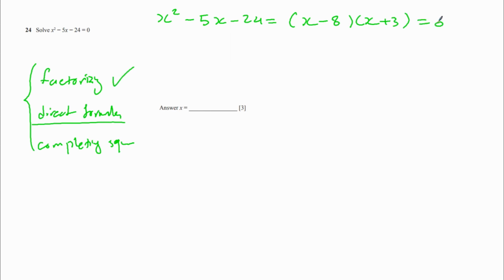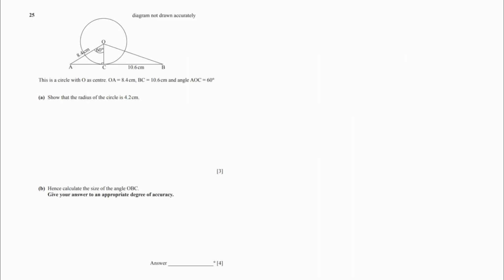So this is equal to 0. In here, x minus 8 has to be equal to 0, which is x equals 8, or x plus 3 needs to be 0, which is x equals minus 3. So the answer in here could be 8 or minus 3. So that would be the solution for this one.